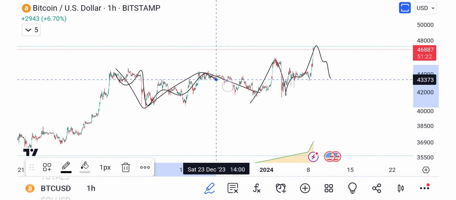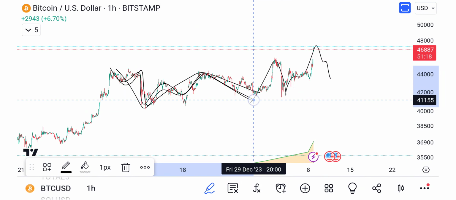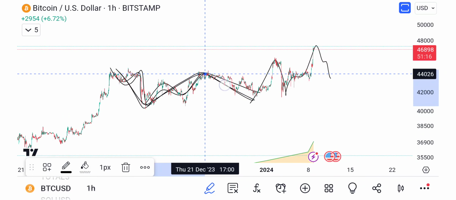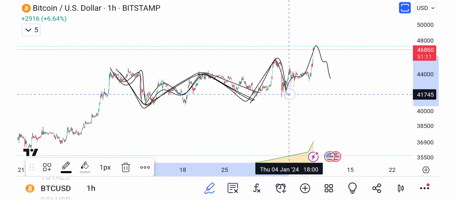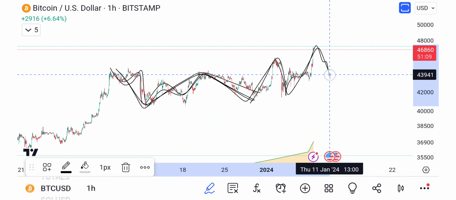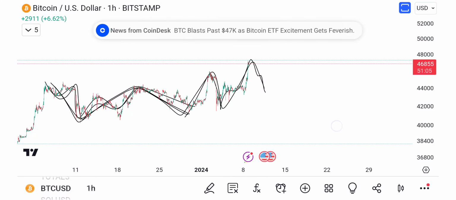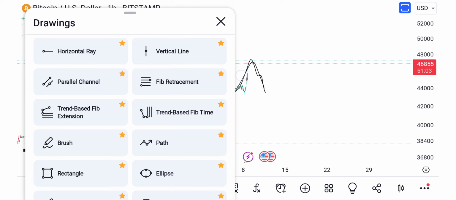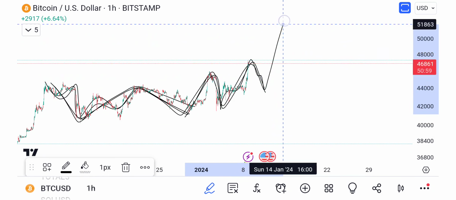3, 3, 5. So we have 3, 3, 5. That's an ABC. So we have A, B, C. And now we have a 1, 2, potentially another 1, 2 coming up. That would be the most bullish count, by the way, because it's setting us up for a big 1, 2, 1, 2, right? In which case, if this is 1, 2, 1, 2, then we're going to get a 3.